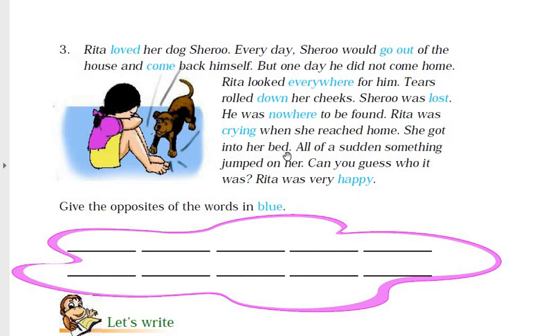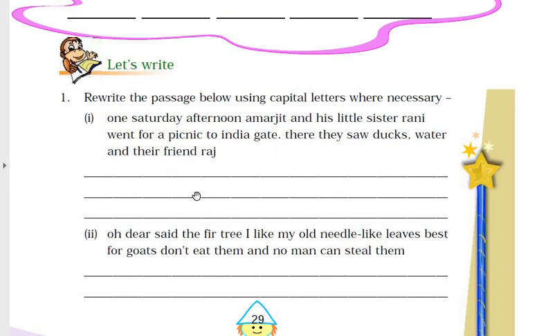She got into her bed. All of a sudden, something jumped on her. Can you guess who it was? Rita was very happy, changes to sad. Okay, so I hope it's clear. So let's proceed to the next question.